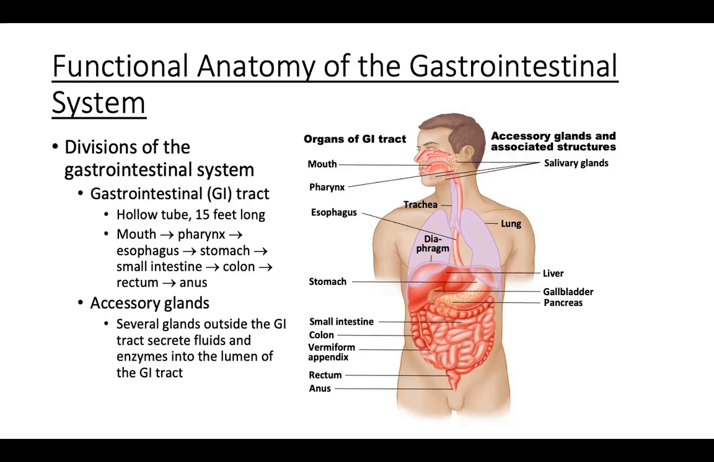Now, along the way, we also encounter some accessory glands. These help with secreting fluids, secreting enzymes, even hormones that we'll talk about. And they can release their secretions via ducts into the GI system that will aid in some way with that movement.